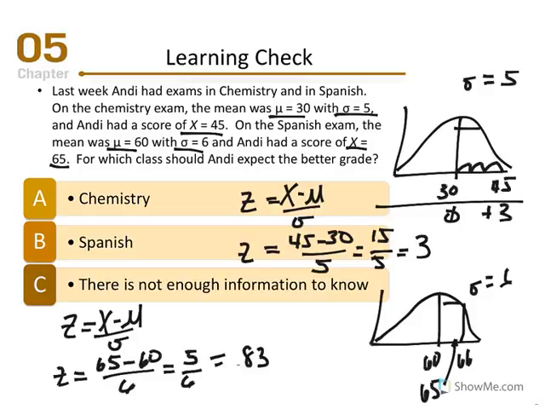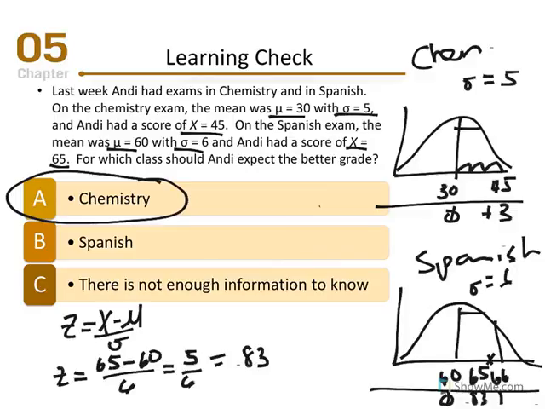So we would conclude that on this particular exam, he did much better on his chemistry test because he scored 3 standard deviation units above the mean. So again, this example helps to illustrate how we take two dissimilar distributions, place them on one distribution, a z-distribution, so that we can draw fair comparisons between the two.